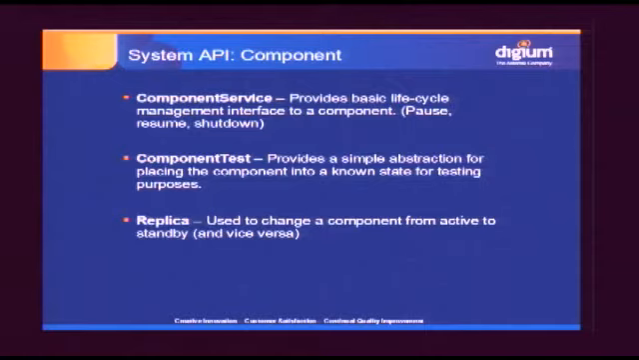There's a component test interface. It provides a real simple abstraction for putting a component into a known state for testing purposes. This particular interface is an interesting case where we don't register the component test interface with the service locator. It uses a mechanism known as facets. It's a facet of the component service interface identity. So you basically ask the routing service, the service locator, for the component service interface, and then you cast it using an ICE cast operation to a component test interface. And if that component supports the component test interface, it gives you that.